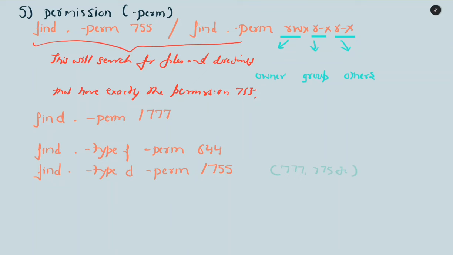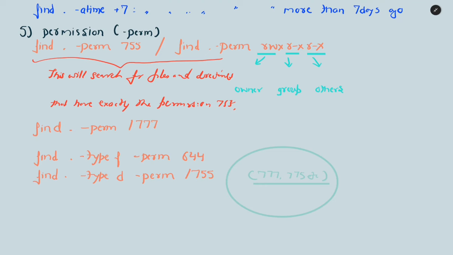Now suppose I want to find all the files that were modified in the last 7 days and exactly have this 755 permission. So for that I will type find, regular file only I want, -perm 755 permission and modified in the last 7 days.